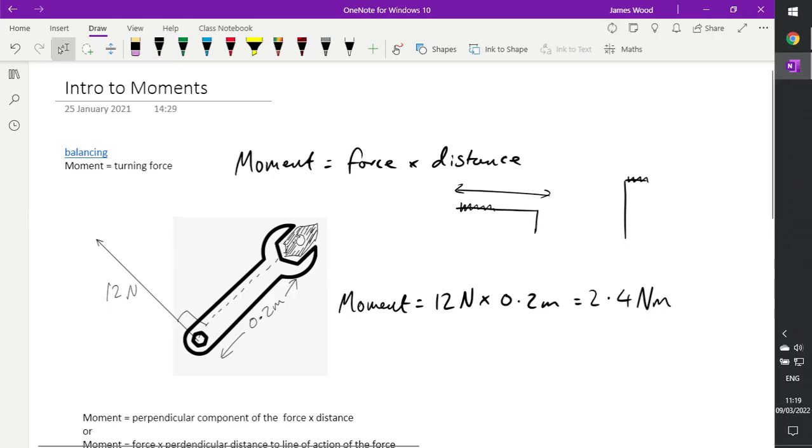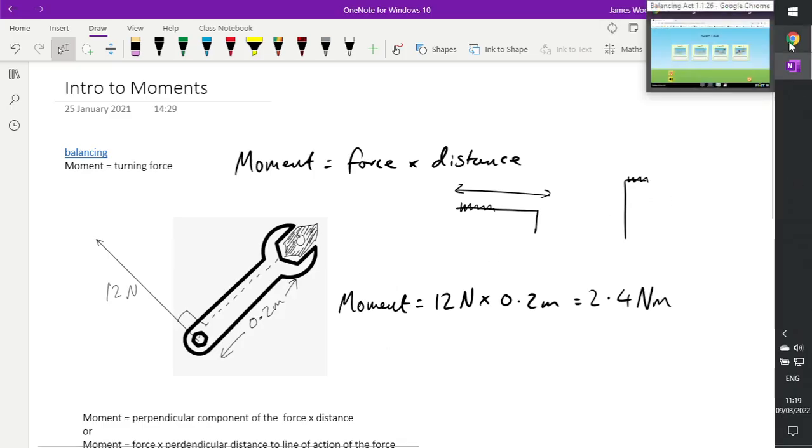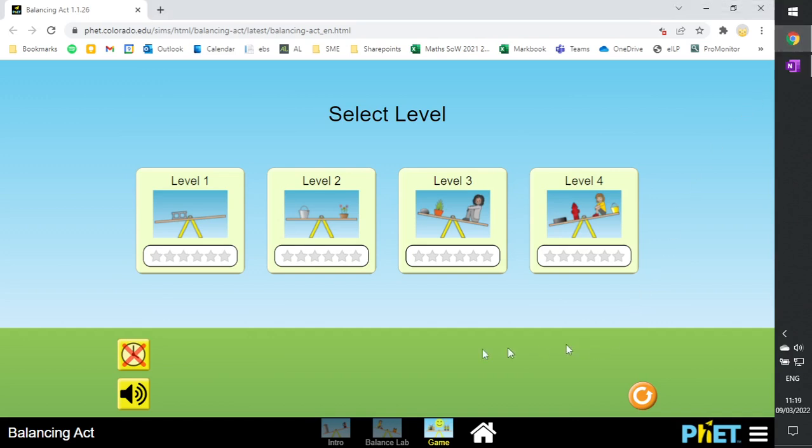Now, to make this definition slightly clearer, we should technically say the moment is the perpendicular force times the distance, or the force times the perpendicular distance, but we'll come on to that in a moment. What I want you to do first of all, I've got an interactive simulation, or basically a game, that I'm going to send you a link to underneath this video. And this is quite good just to practice getting the concept of moments and what they are.